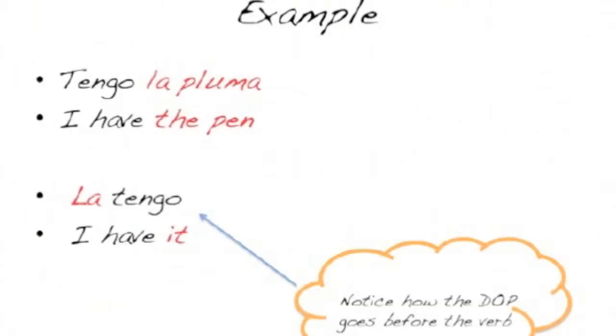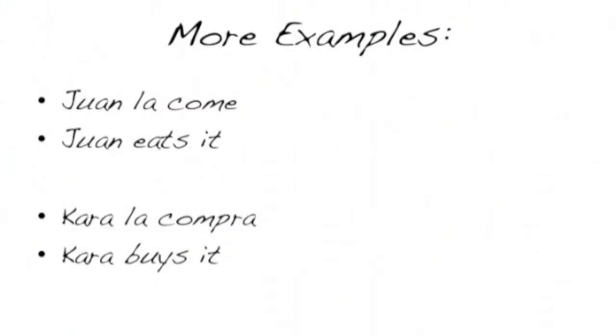Here's an example. Tengo la pluma is I have the pen, but if you want to say it another way, you could say la tengo, which is I have it. And notice how the direct object pronoun goes before the verb. Here's some more examples. Juan la come, which is Juan eats it, and Kara la compra, which is Karen buys it.